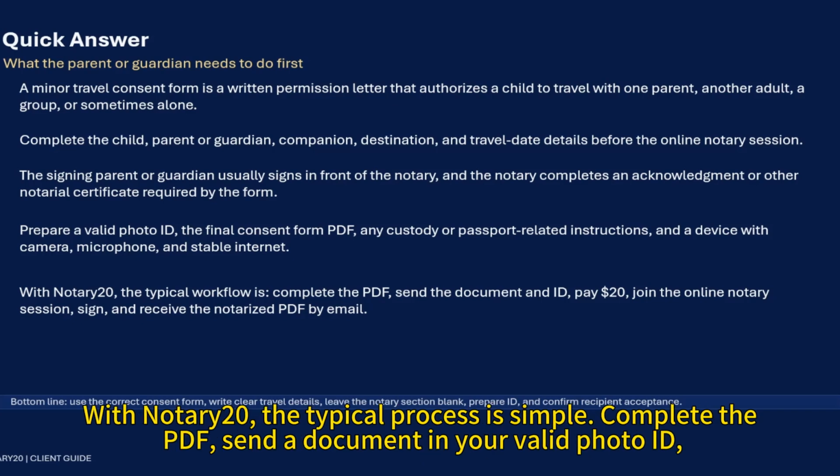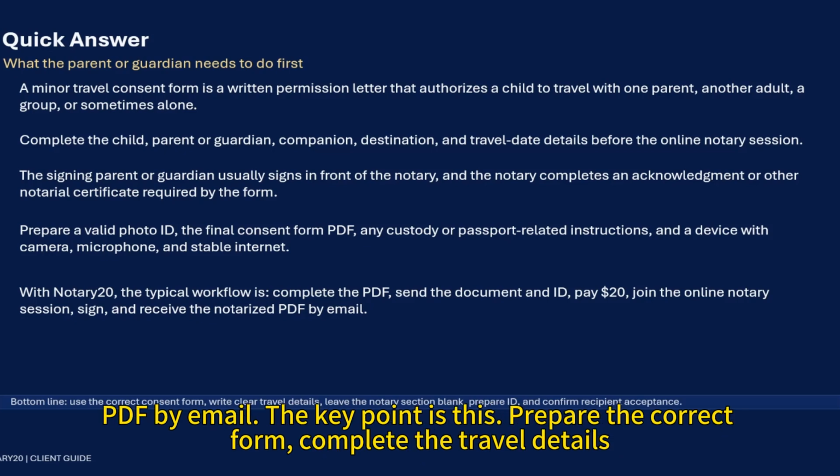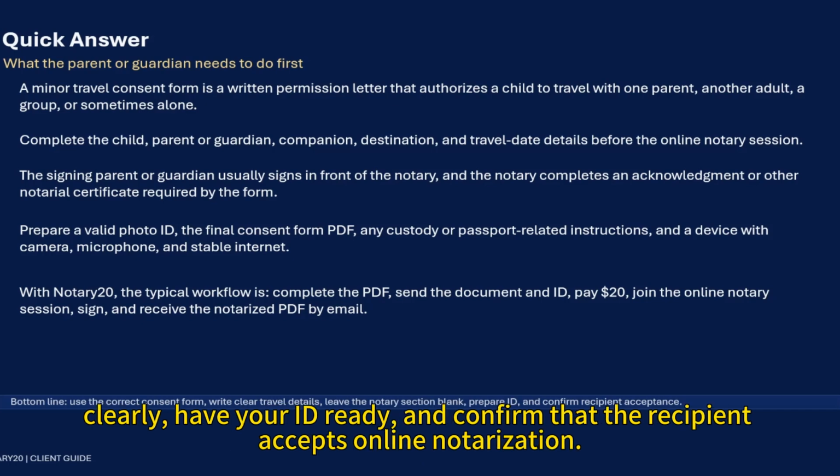With Notary 20, the typical process is simple. Complete the PDF, send the document and your valid photo ID, pay the $20 notarization fee, join the online session, sign the form, and receive the notarized PDF by email. The key point is this: prepare the correct form, complete the travel details clearly, have your ID ready, and confirm that the recipient accepts online notarization.